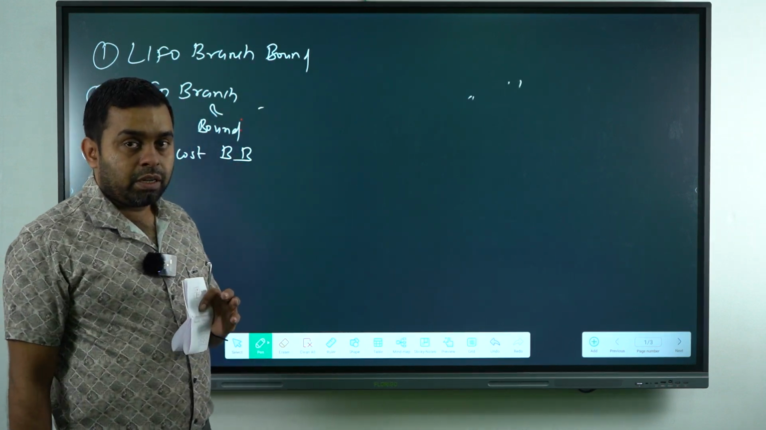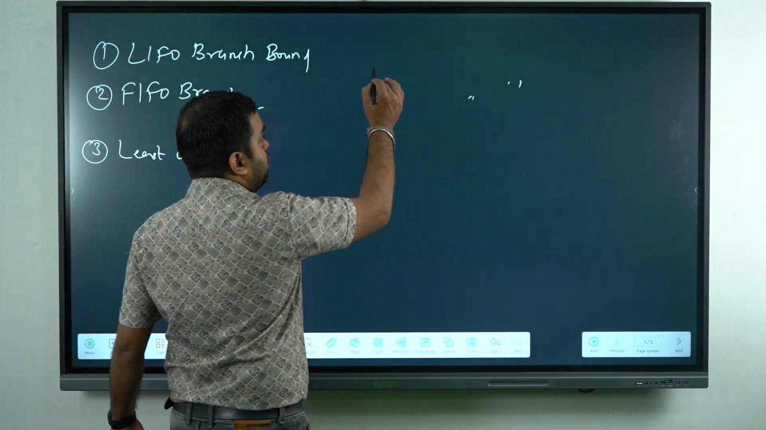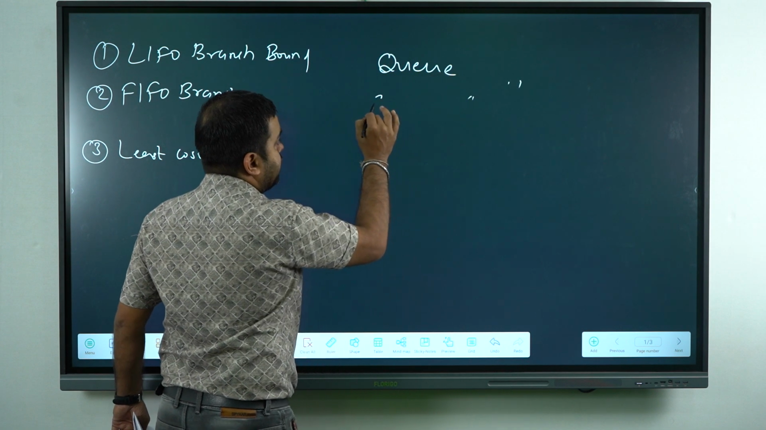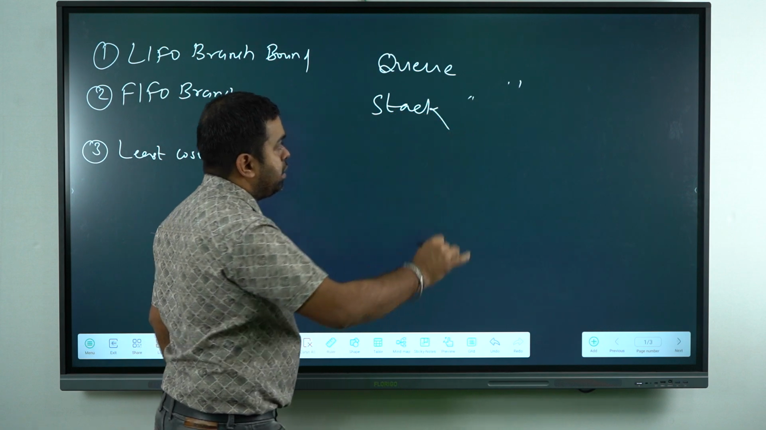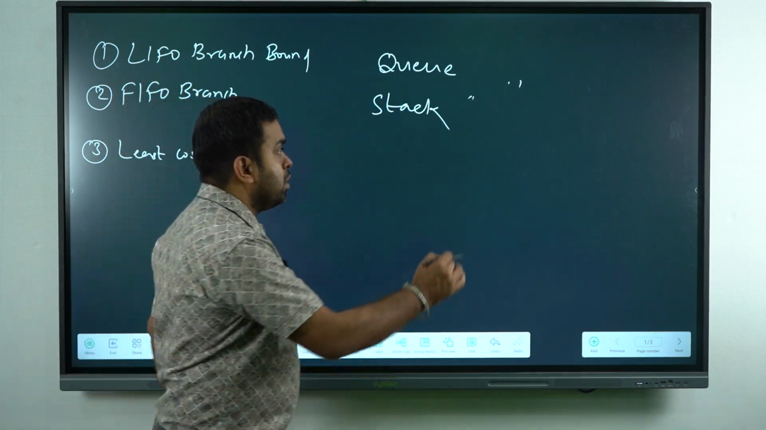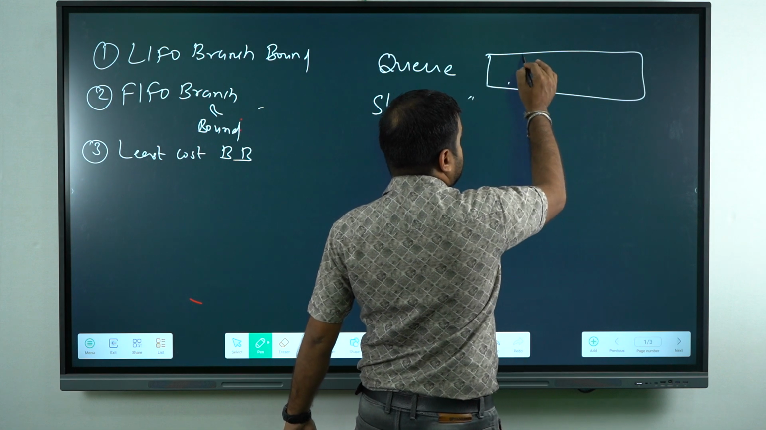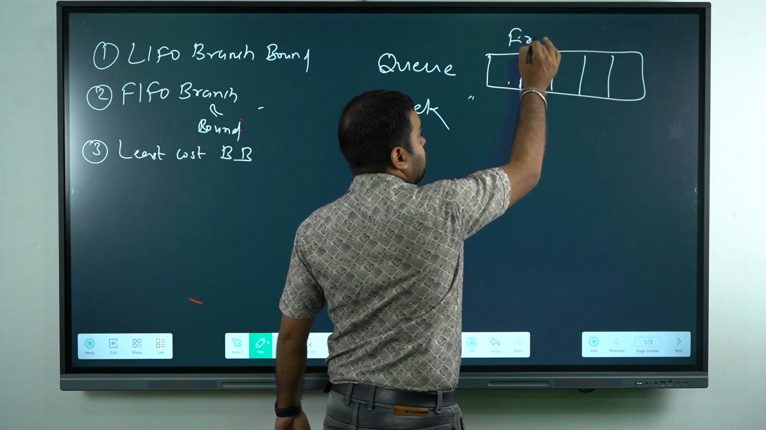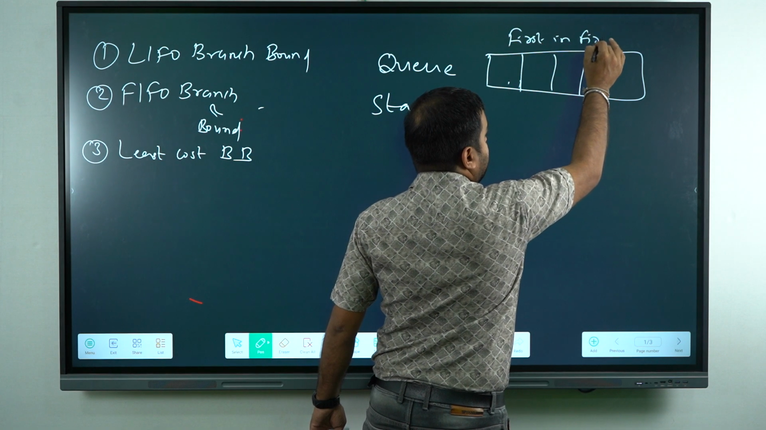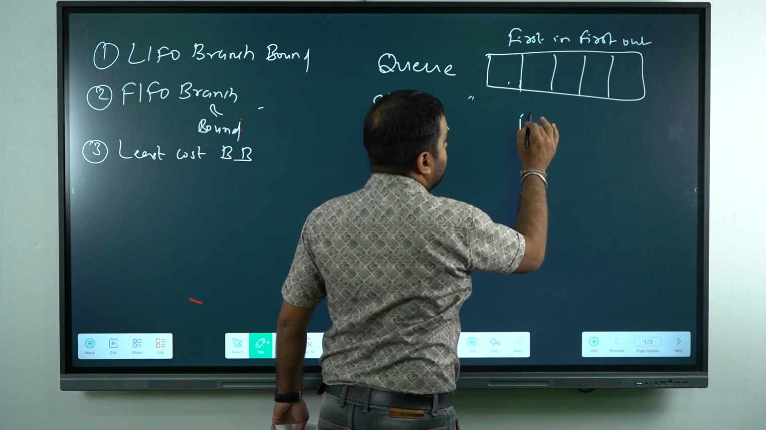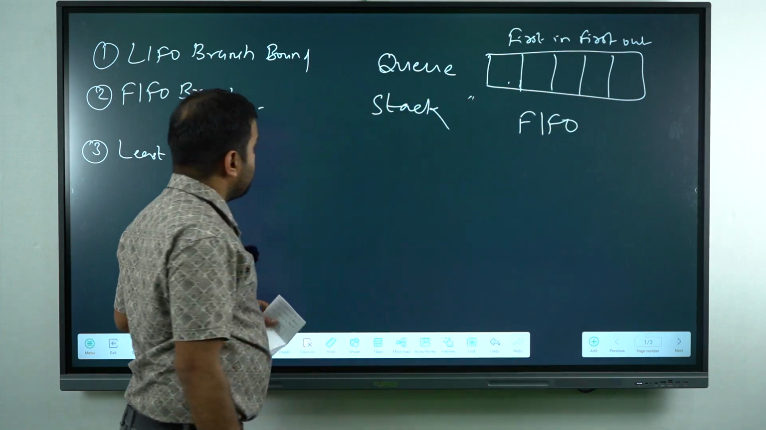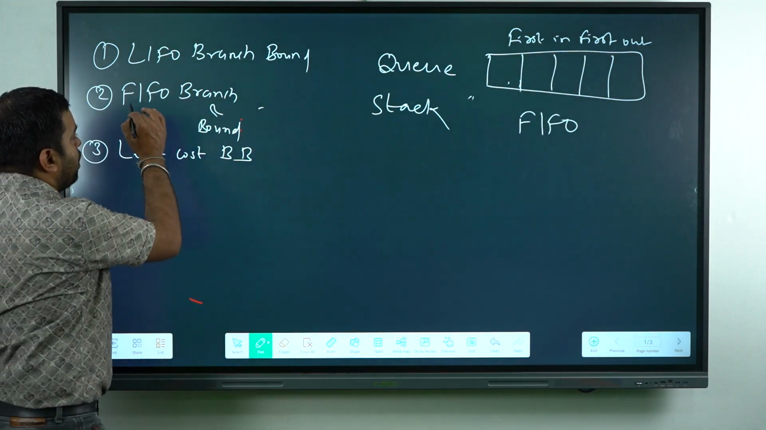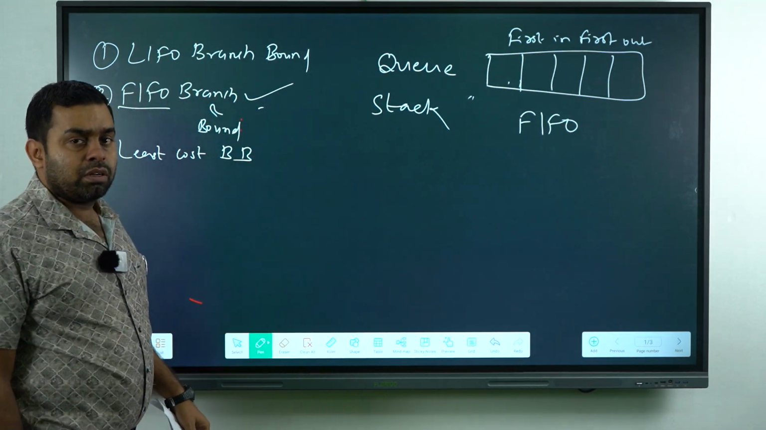As you all studied basic data structures, in that you studied the data structures queue and stack. What is a queue? A queue data structure is one in which we use first in, first out, which is called FIFO. So whenever you use a queue data structure for a branch and bound algorithm, it is called FIFO, first in first out, branch and bound.